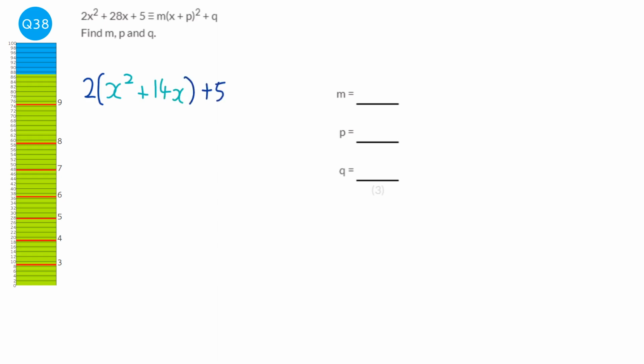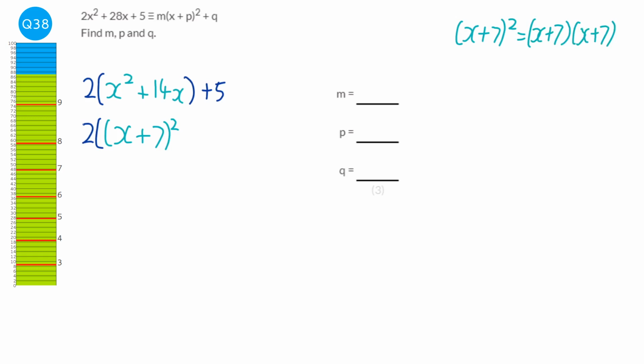Plus 5 really only ever comes into use at the end. Now we're going to complete the square here. So that will give us brackets x plus half of the x coefficient, which is 7, squared. And I'm just going to expand that quickly here. So x plus 7 squared is the same as x plus 7, x plus 7. And when we expand that, we get x squared plus 14x, which is good. And then we get plus 49.